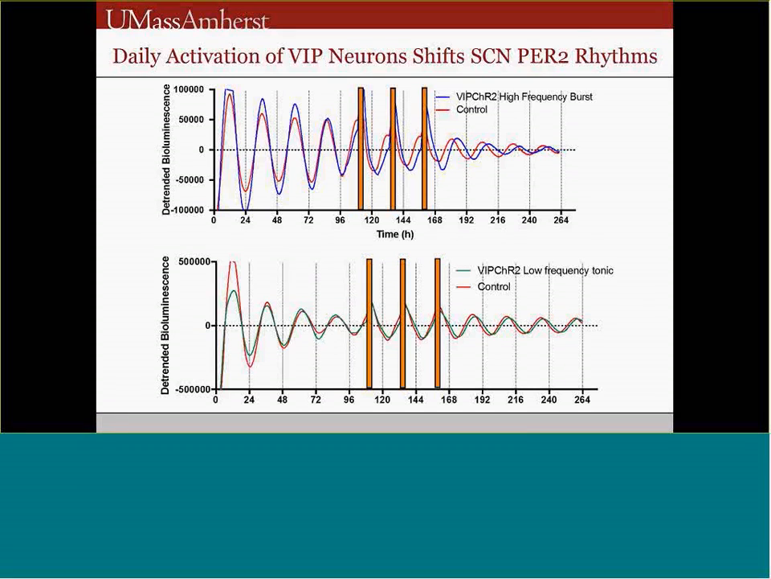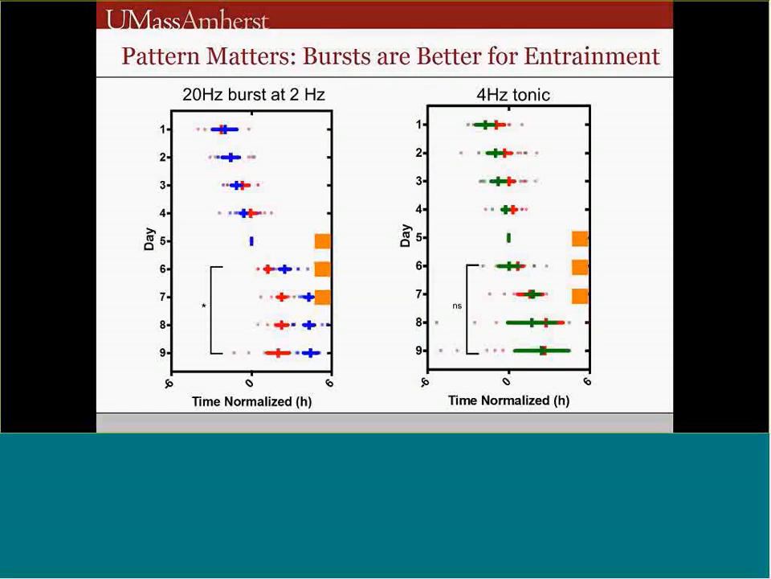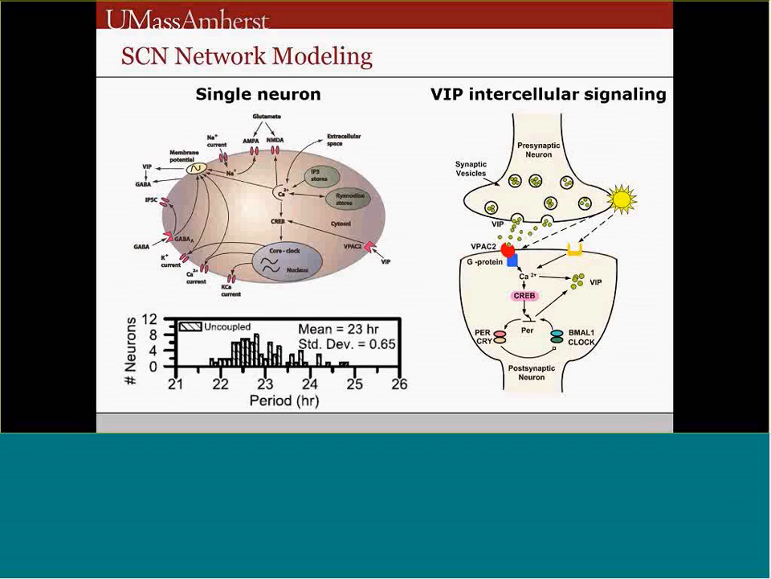So we're looking at how it shifts away from the control, and you can see there's a big phase shift here and almost no effect here. So it's not just a matter of applying the stimulus, it's also a matter of how you apply it. I think I'll skip this. This basically shows the same thing.